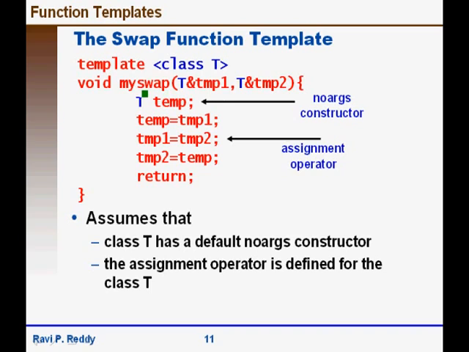In this, we have temp1 and temp2 of a type T. So the first thing we do is we declare a temp variable of type T. Now as you can see here, for this line of code to work, the class T must have a default constructor or a no-args constructor. Otherwise, this line of code will not compile. Similarly, here it must have an overloaded assignment operator for these three lines of code to work. So the function template mySwap will work only on a class which has, number 1, a no-args constructor, number 2, an overloaded assignment operator. Otherwise it will not work.